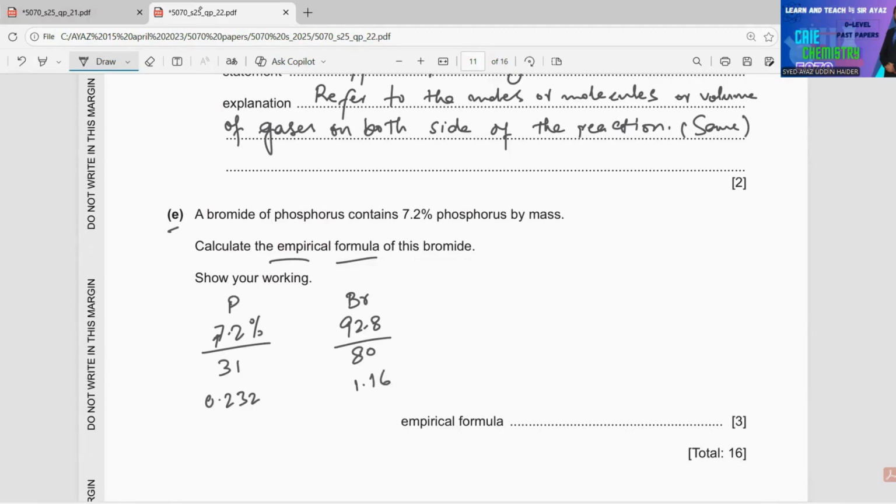0.232 is the least value in this case. So I will divide both these values by 0.232. What will you get? You will get 1 for phosphorus and 5 for Br. So my empirical formula will be PBr5.